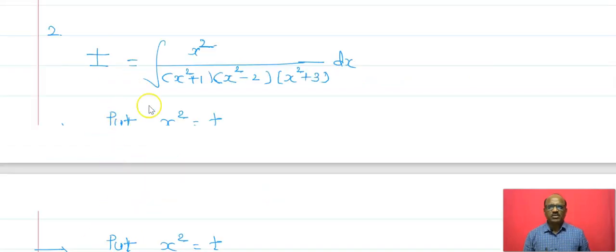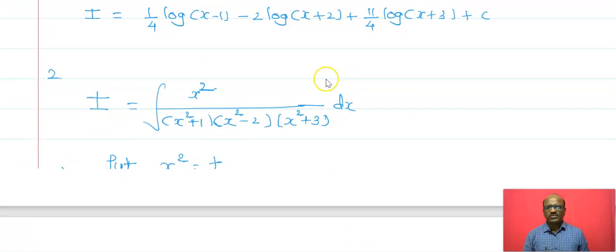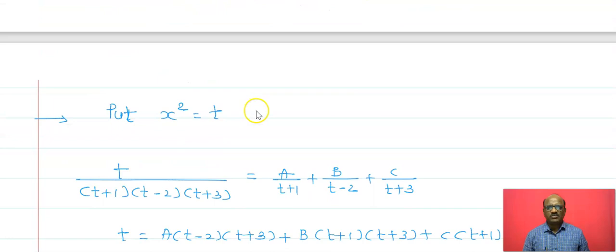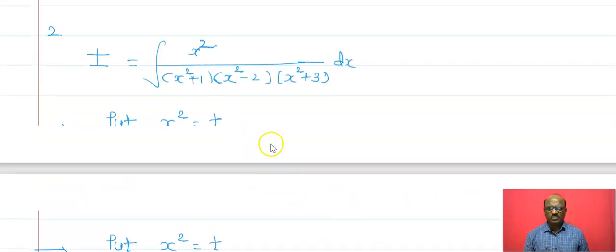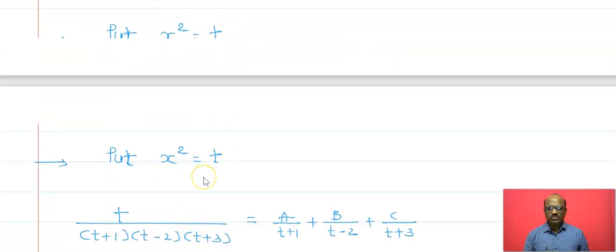Now see the second problem, that is I is equals to integral x square upon x square plus 1 into x square minus 2 into x square plus 3 dx. Now to find out the integral of this type, put x square is equals to t. To find out the partial fraction of this expression, we put x square is equals to t.